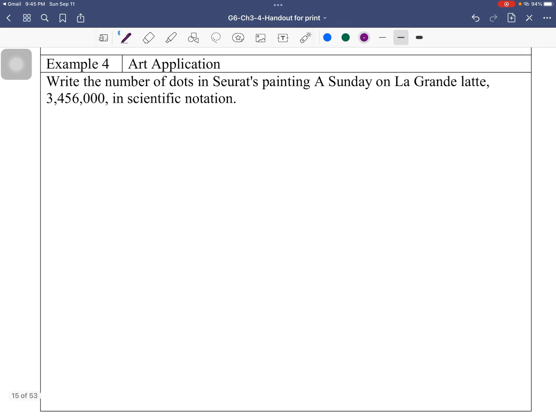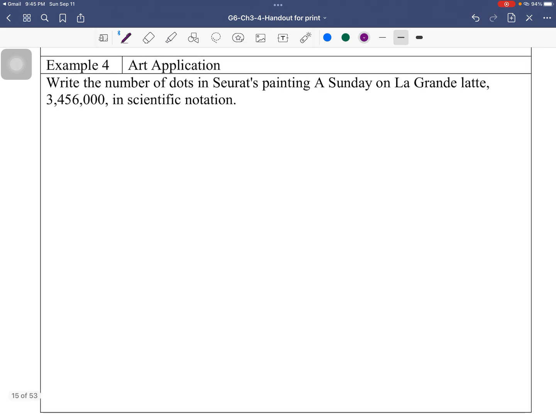Okay, so for our application, how do we write this number in scientific notation? First of all, I want something smaller than 10 and larger than or equal to 1. So I get 3.456 times, from here 1, 2, 3, 4, 5, 6, 10 to the power of 6.